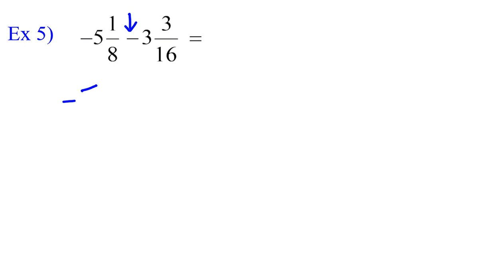So negative 5 and 1 eighth is going to stay. This subtraction sign is going to become an addition sign. This is positive 3 and 3 sixteenths. Now I have negative 3 and 3 sixteenths.